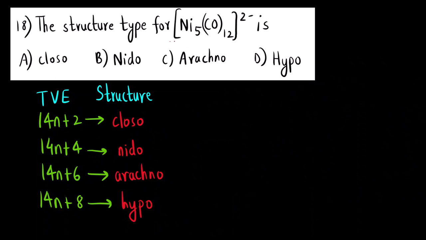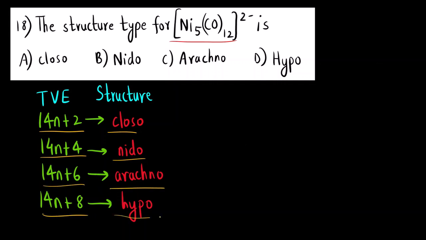The structure type for this complex: for this we have to count the total valence electrons. This you have to remember: if the total valence electron count is 14n plus 2, it is closo. If it is 14n plus 4, it is nido. 14n plus 6, arachno. 14n plus 8, it is hypho. So first we will count the total valence electrons, Ni5(CO)12 2 minus.